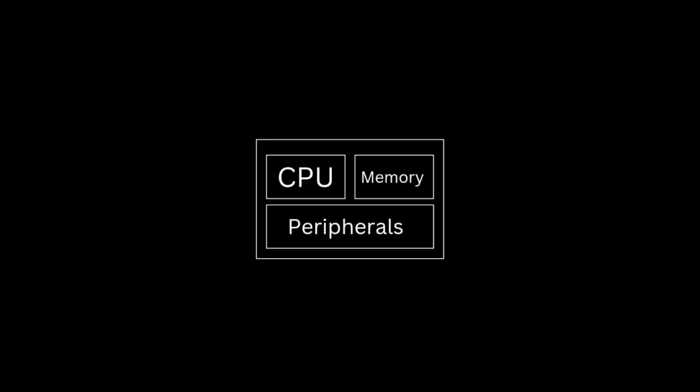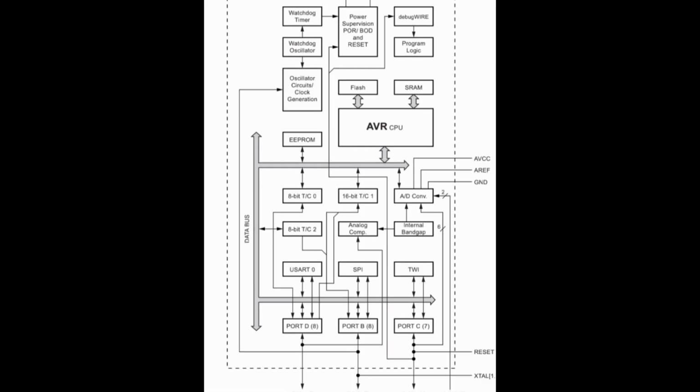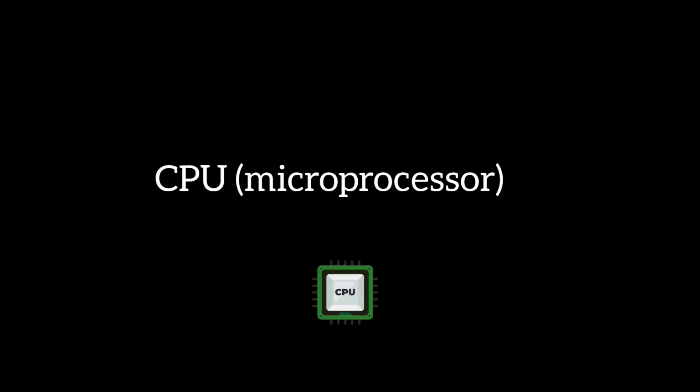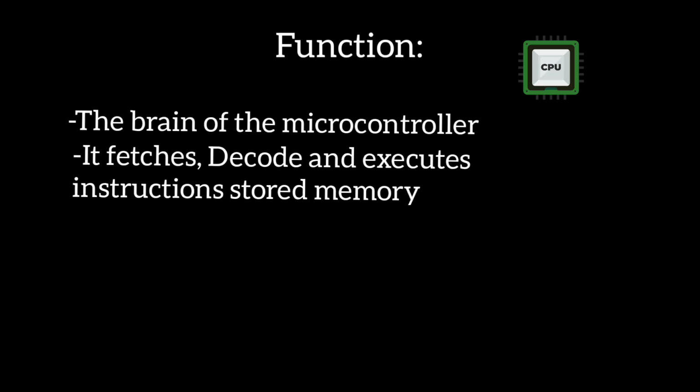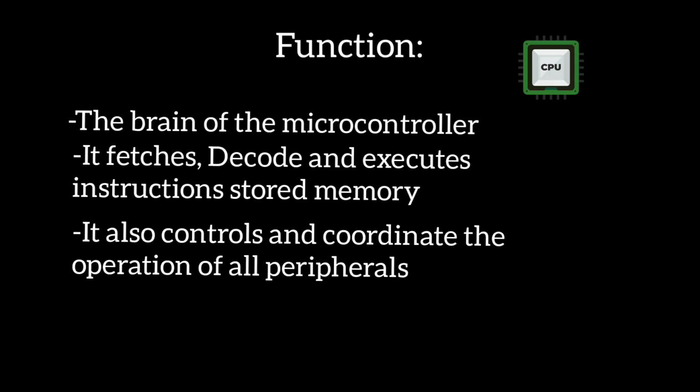We earlier stated that the microcontroller is a single chip that has a microprocessor, memory, and other peripherals to enable it to run custom software in order to perform a specific task. We will now briefly introduce some of these peripherals, as we will cover them in detail soon, so ensure to subscribe. 1. Central Processing Unit, CPU. Function: the brain of the microcontroller. It fetches, decodes, and executes instructions stored in memory. It also controls and coordinates the operation of all peripherals.